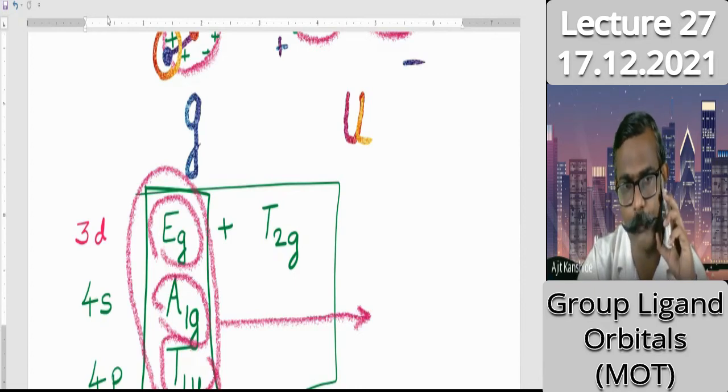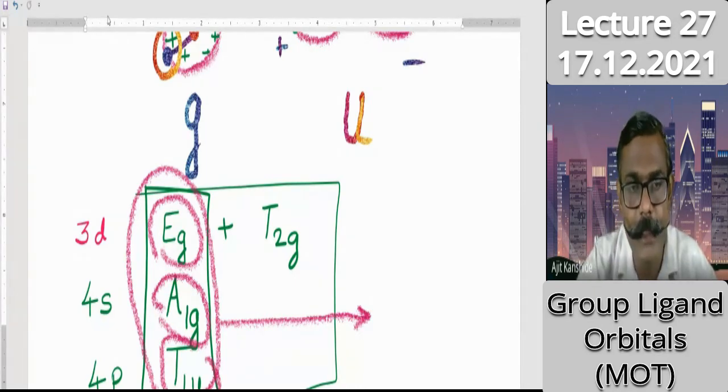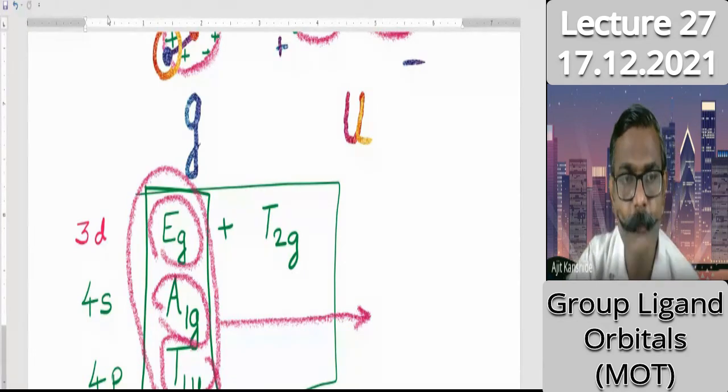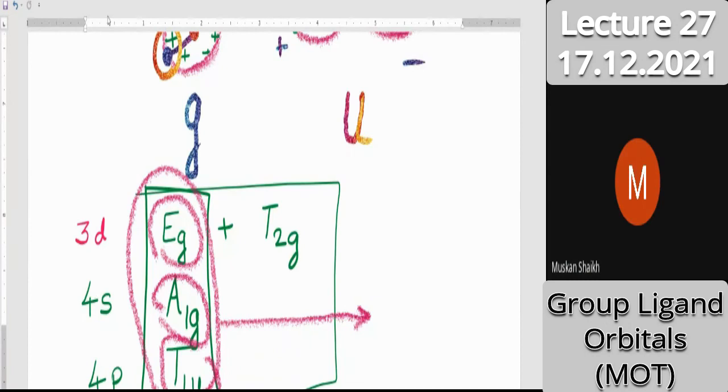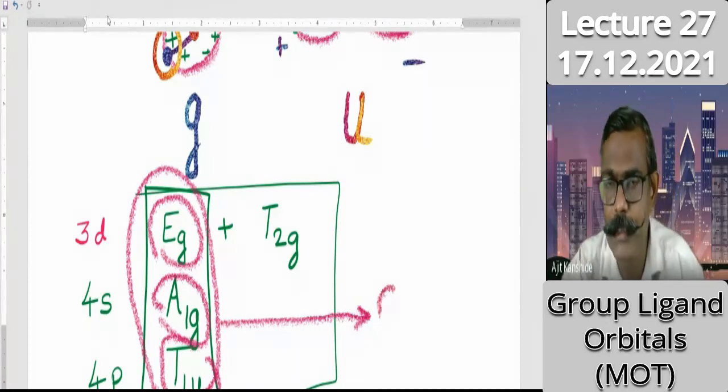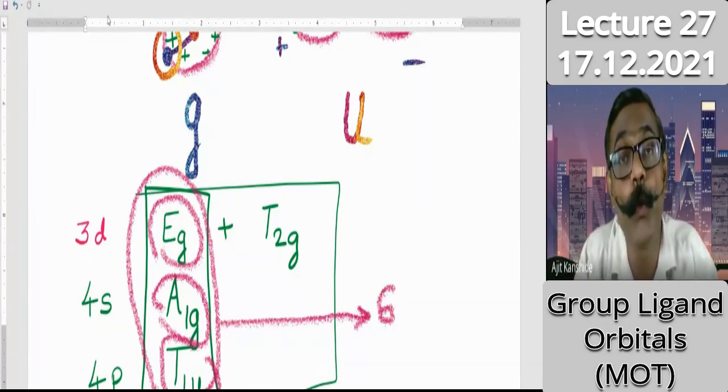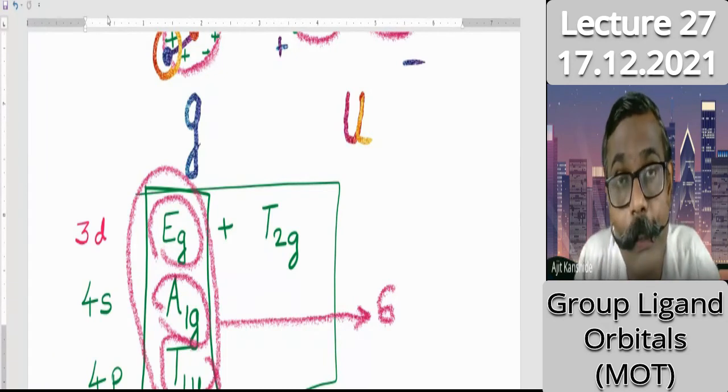Eg, A1g and T1u. E means 2, A means 1, T means 3. How many are there in total? Six. Right, these six orbitals are suitable to form sigma bonded molecular orbitals.